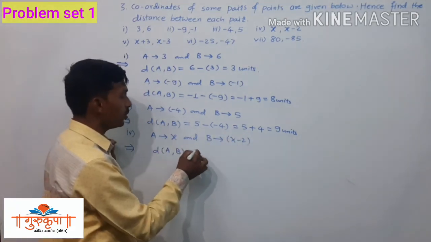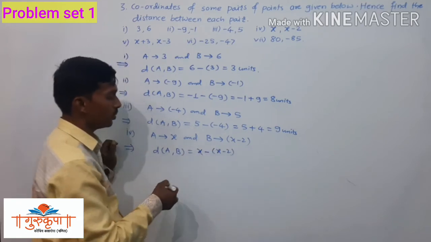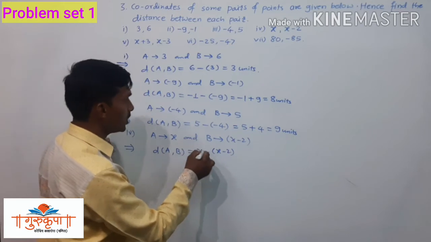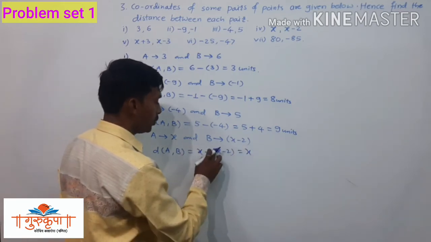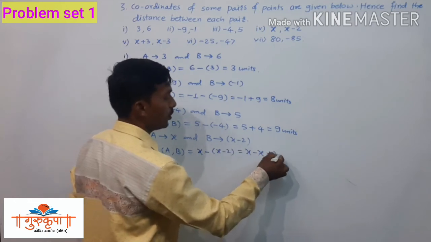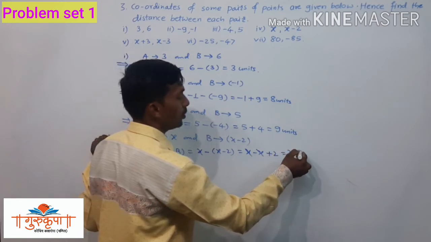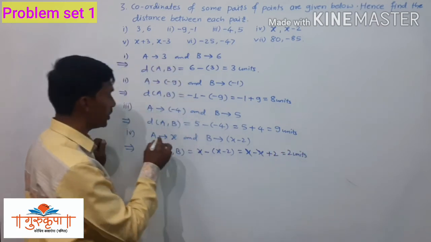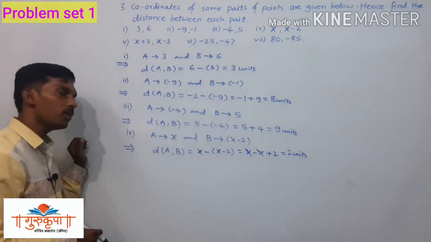So here bigger coordinate x minus smaller coordinate x minus 2. Now we can simplify this. x remains as it is, minus into plus is minus x, minus into minus is plus 2. Here plus x and minus x cancel and we have 2 units as the distance between points A and B, that is, distance AB is equal to 2 units.